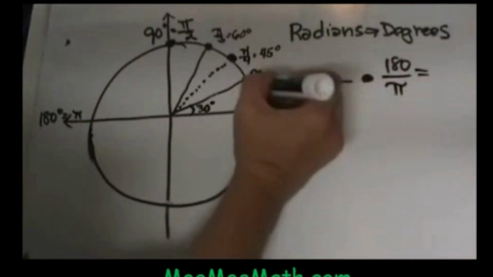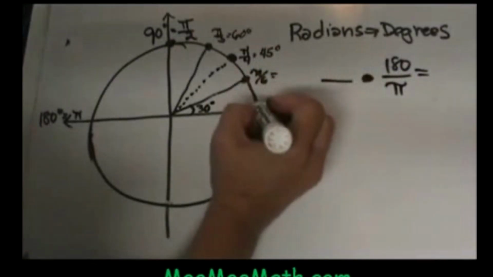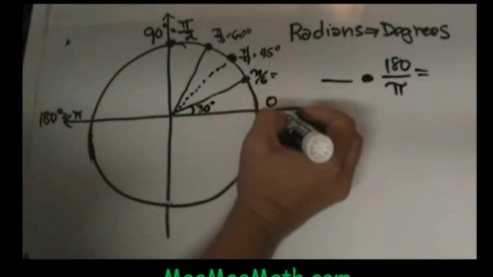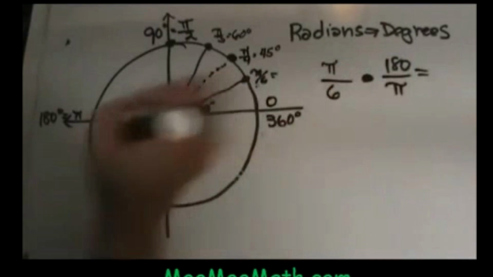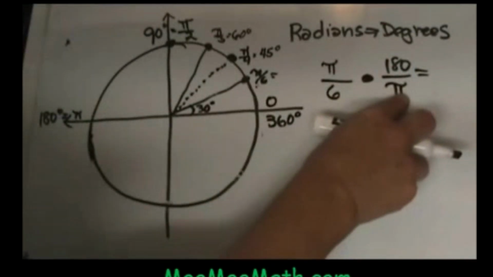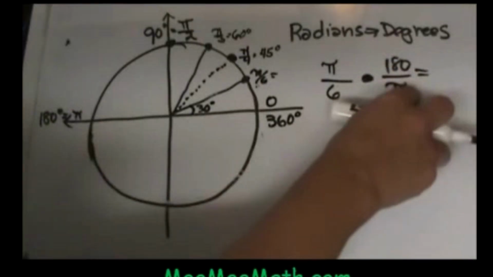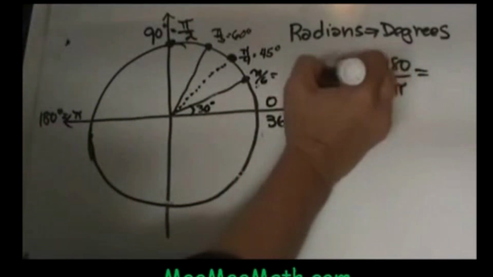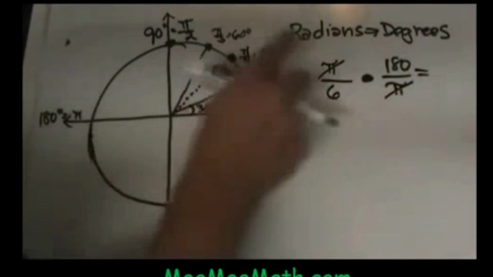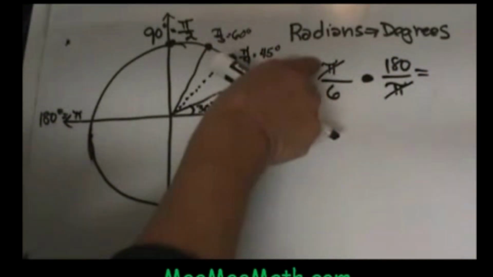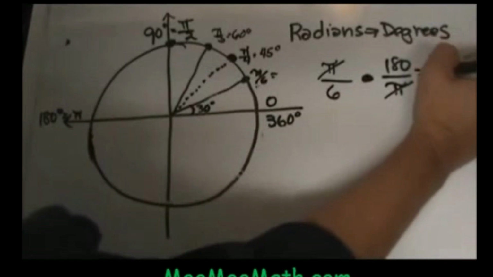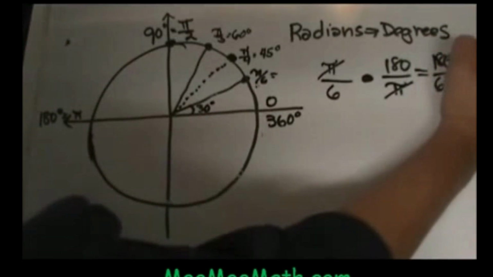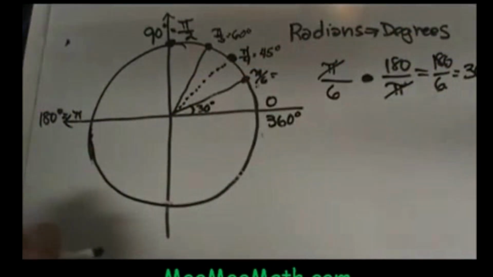So let's start off with our pi over 6, or our 30-degree angle. We already know that it's going to be 30, but let me show you how this works. We're going to take our radian measure and write it as pi over 6. We're going to multiply it by 1, which is in the form of 180 over pi. Now when we do this, our pi's are going to cancel out. If you can't remember this, remember if you have pi on top, you want pi on the bottom to make it cancel out. Then I'm left with 180 over 6, and 180 divided by 6 is 30 degrees. So there's an example of how you would actually calculate it.